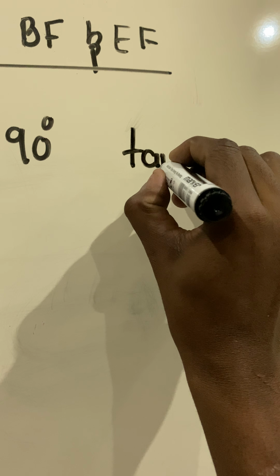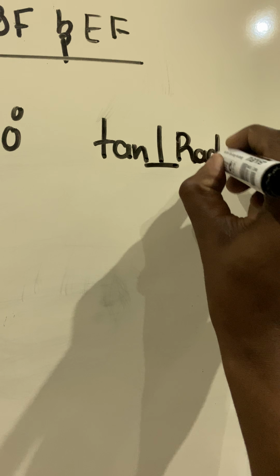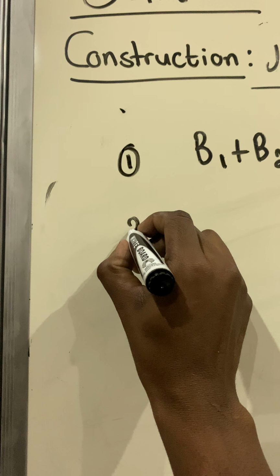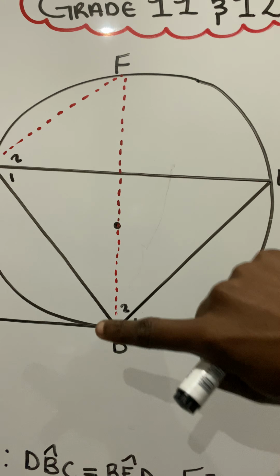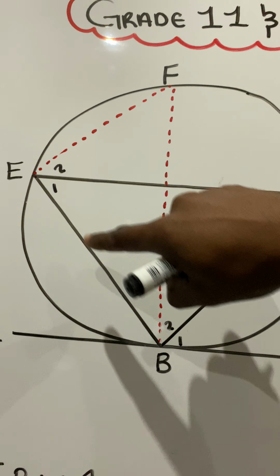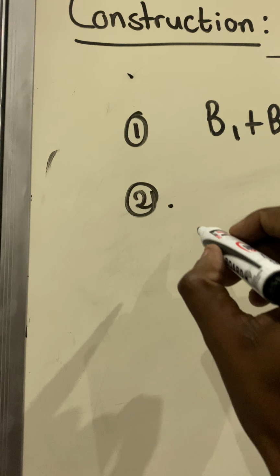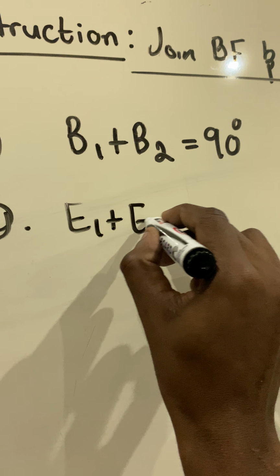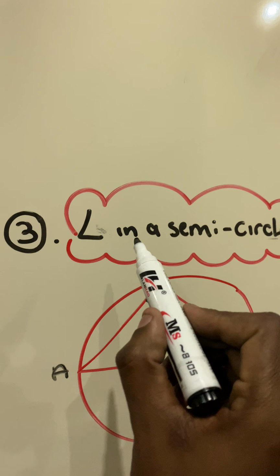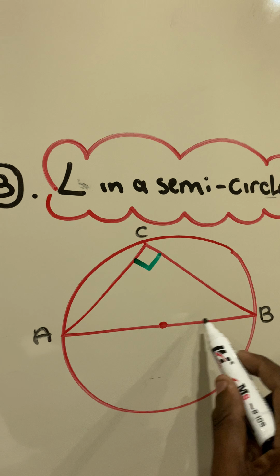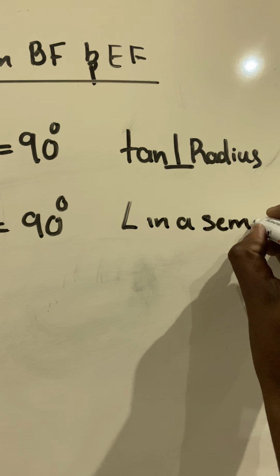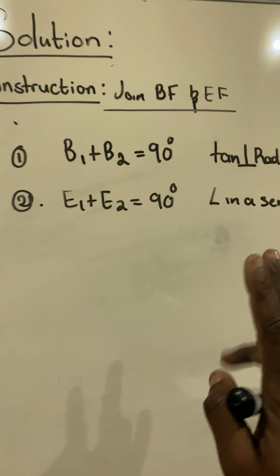And my reason for that is tangent is perpendicular to radius. That's my first 90. I need two 90s, so this is my first one. And then second, what do I notice here? This is a diameter, right? And what did I tell you about a diameter? It will always produce an angle of 90. So I can say E1 plus E2 also is 90. But the reason is going to be angle in a semicircle, because it is produced by the diameter. So I have two 90s for this proof.